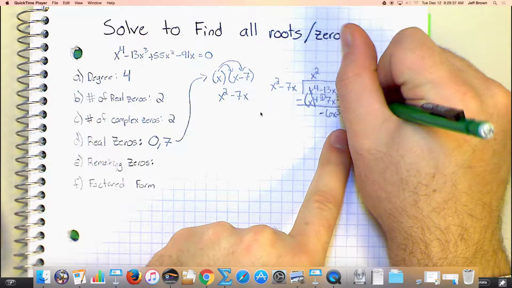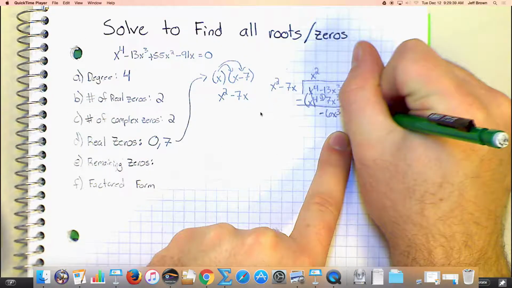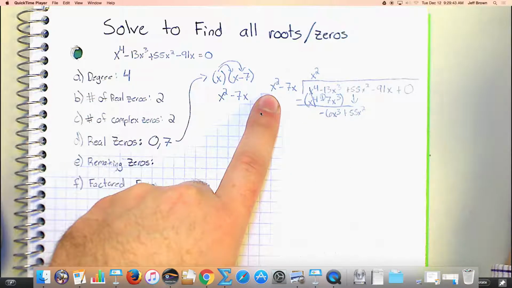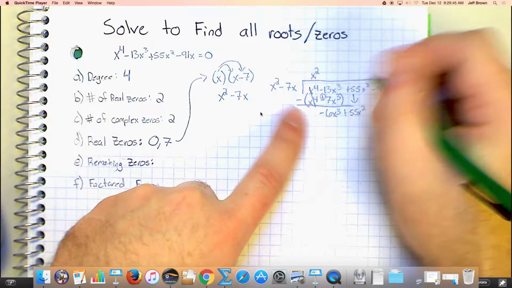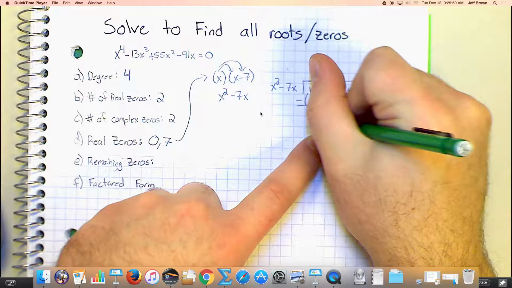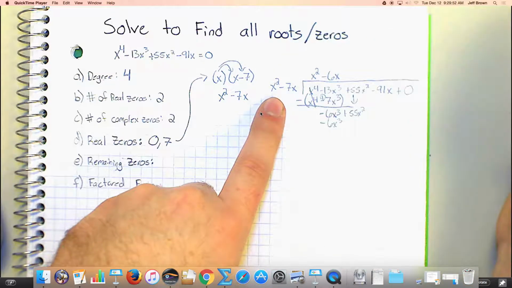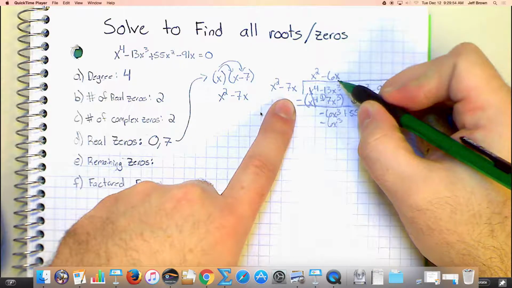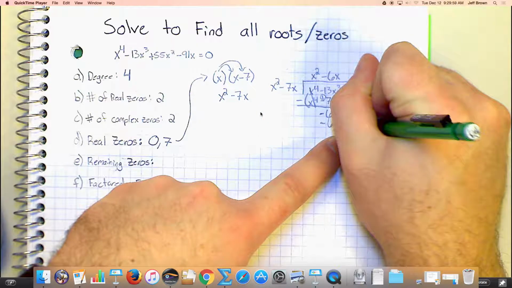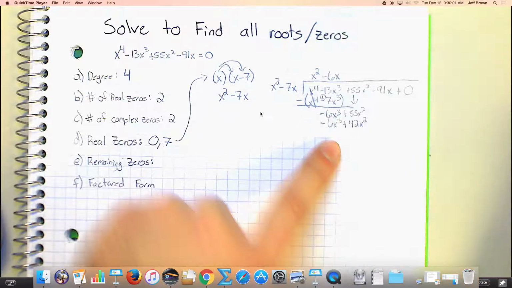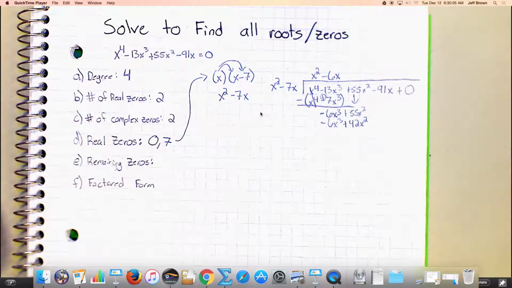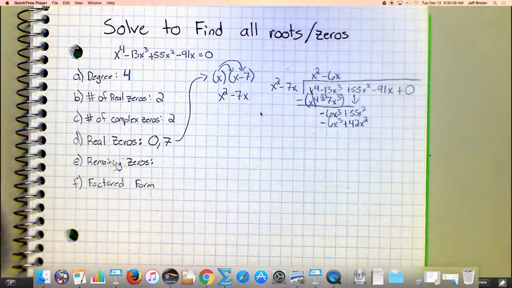Okay, next thing I'm going to go ahead and bring down our 55x squared, which is then going to help me to figure out what I need to multiply by to get x to the third. So I know I need an extra x and I need a 6, so we're going to call this negative 6x. That's going to give me negative 6x to the third when I multiply by x squared. Negative 6x times negative 7x is going to give me a positive 42x squared.